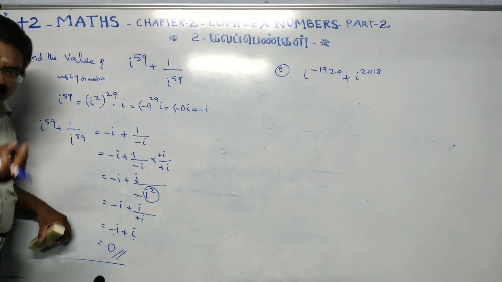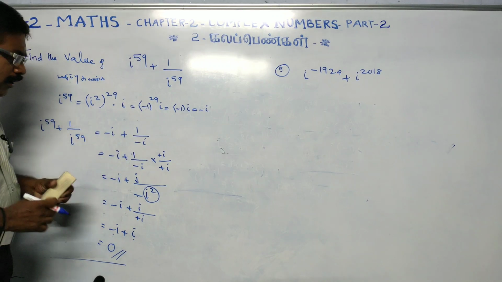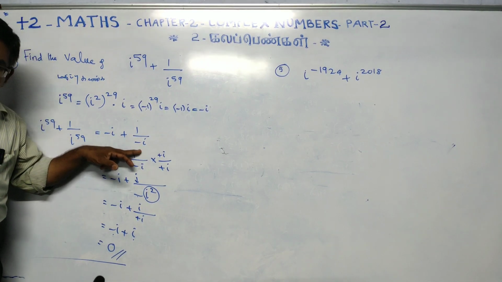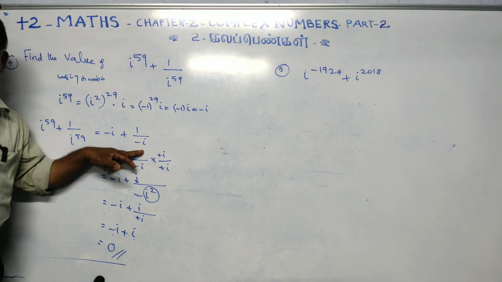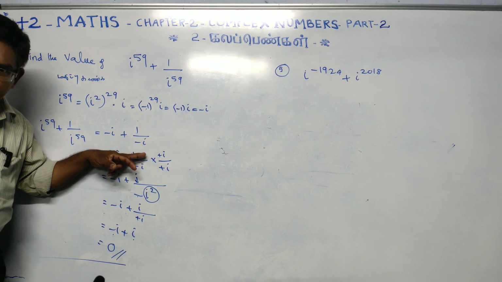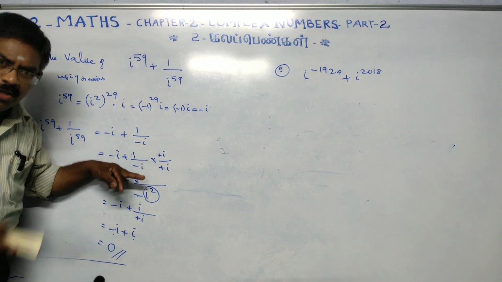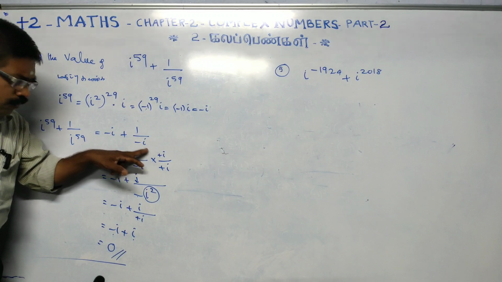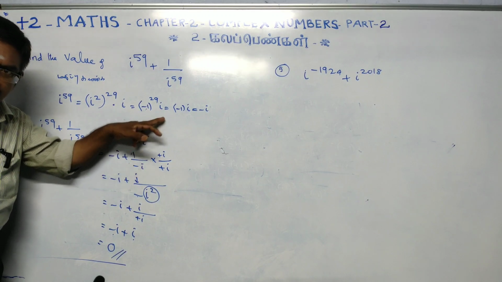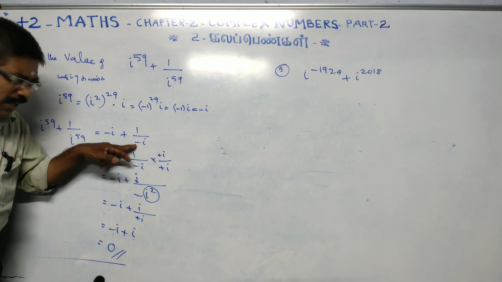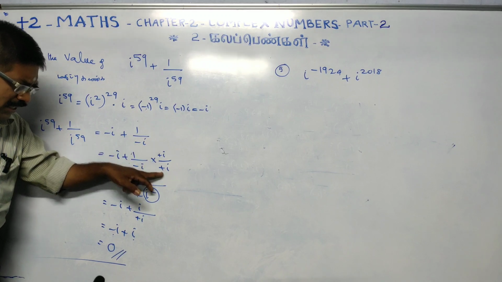When an imaginary term comes in the denominator, if a real number comes in the denominator, no problem. If an imaginary part comes, we need to remove it. How can we remove the imaginary part? By multiplying its conjugate on both numerator and denominator. What is the conjugate? If minus i comes, its conjugate is plus i. So our conjugate is plus i by plus i.